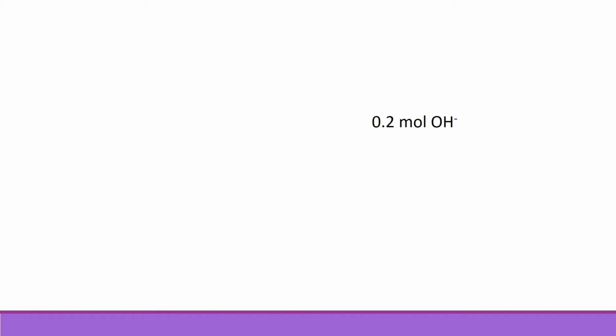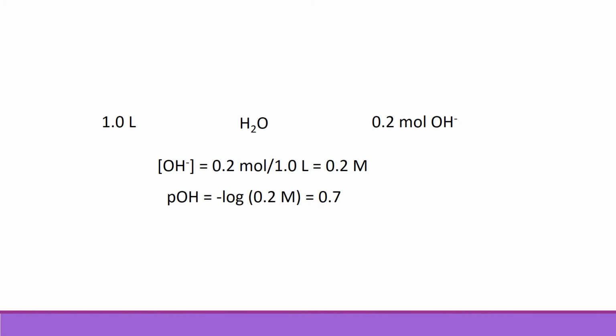Especially if you compare adding the same amount of hydroxide to a 1 liter solution of just water. With nothing to neutralize it, the hydroxide concentration becomes 0.2 molar. The calculated pOH would then be 0.7, which converts to a pH of 13.3. So adding the hydroxide to our buffer solution caused an increase of only 0.4 pH units. But if it had been pure water, the pH would have shot up by 6.5.